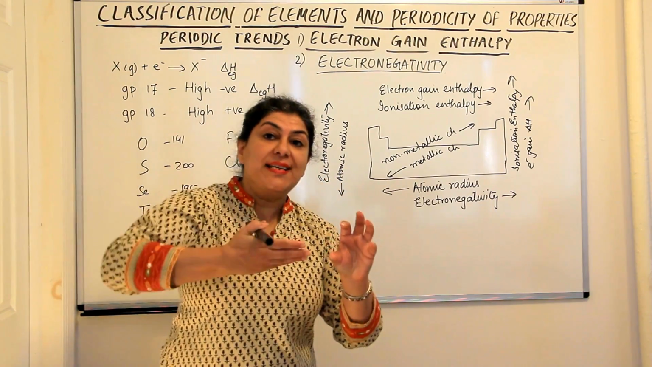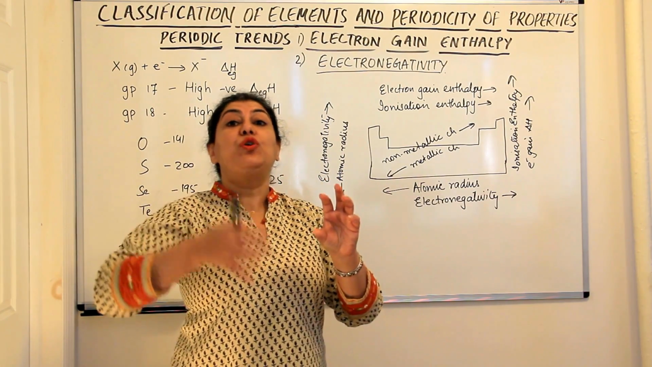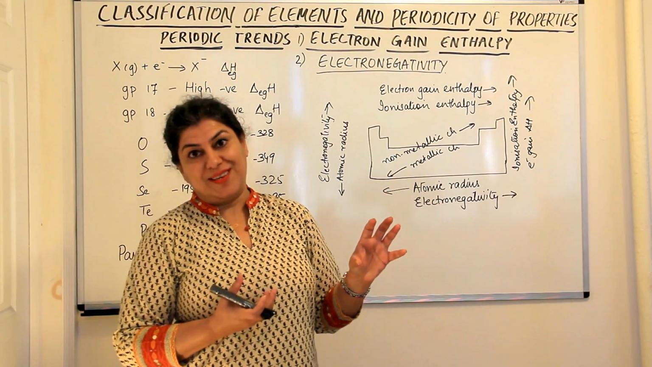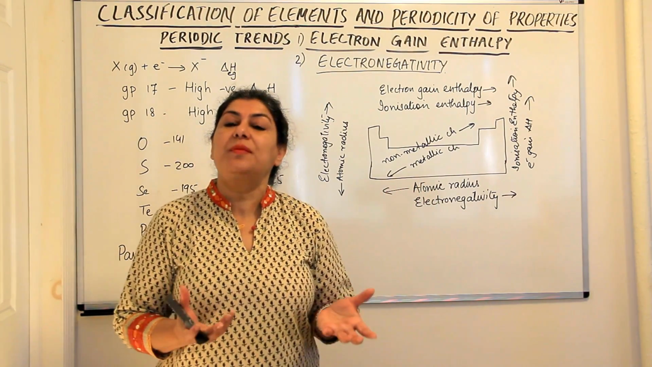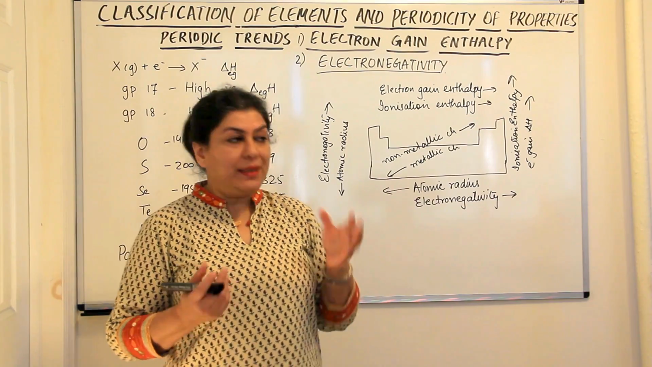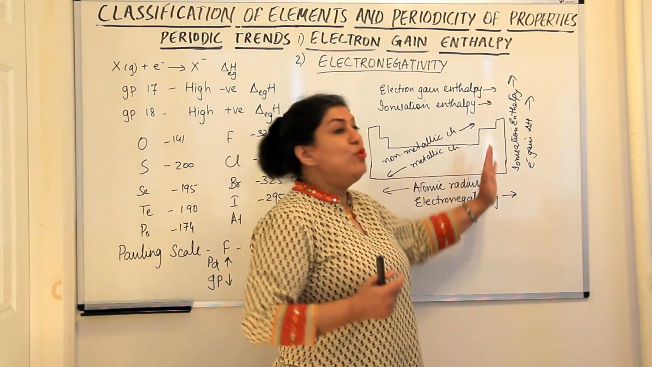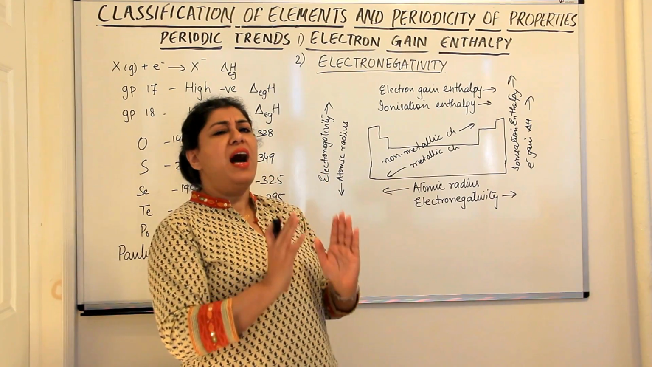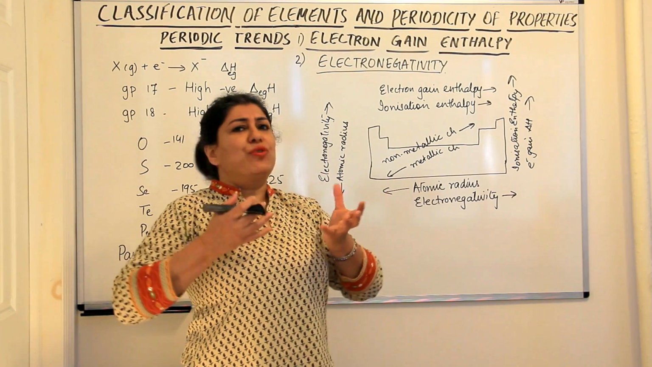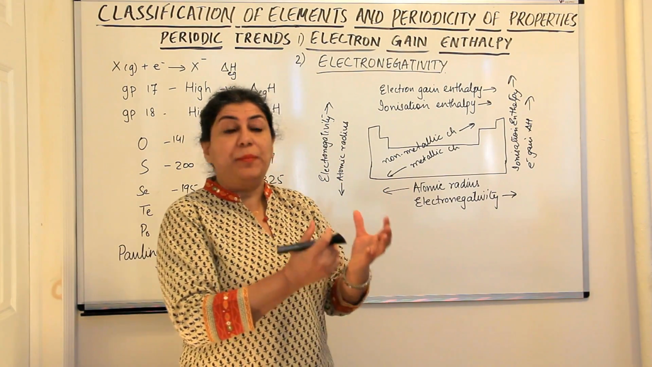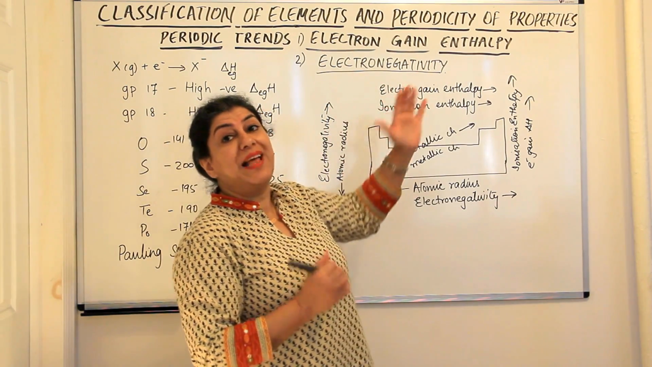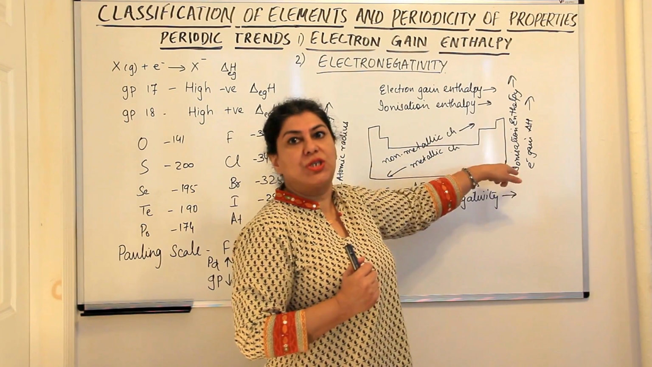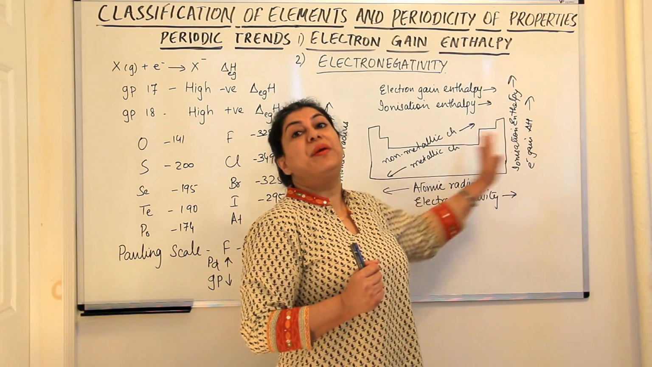So when you add an electron, this electron would go to the next shell, which is actually further away from the nucleus. And therefore it would lead to an unstable configuration. That is the reason why if you add electrons to noble gases, you will have to provide a lot of energy. So this electron gain enthalpy will be positive, and it would be the most positive among the entire period.